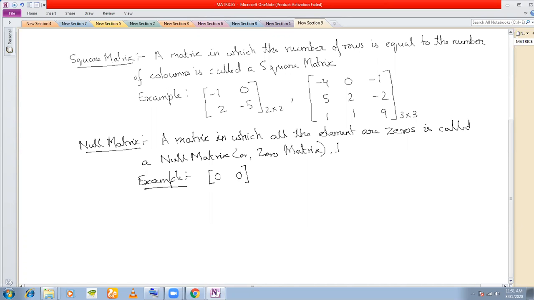It is denoted by the symbol theta. So this is a null matrix. This is also a null matrix.